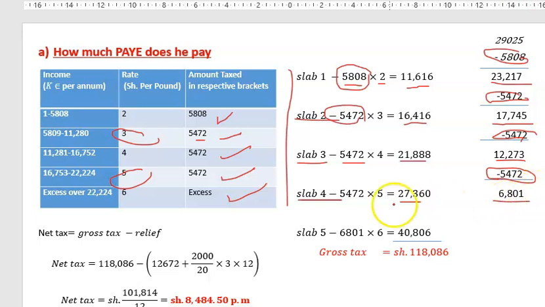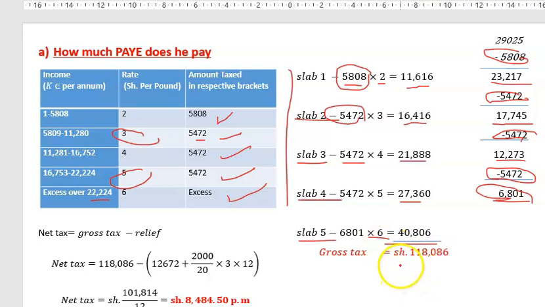6,801. Now, when I move to slab 5, anything that is remaining now goes to the excess over 22,224. And for this case, I'm remaining with 6,801. And this is going to be taxed at a rate of 6 shillings per dollar. And therefore, I'm going to get 40,806. Once I've finished, then I'll total that.